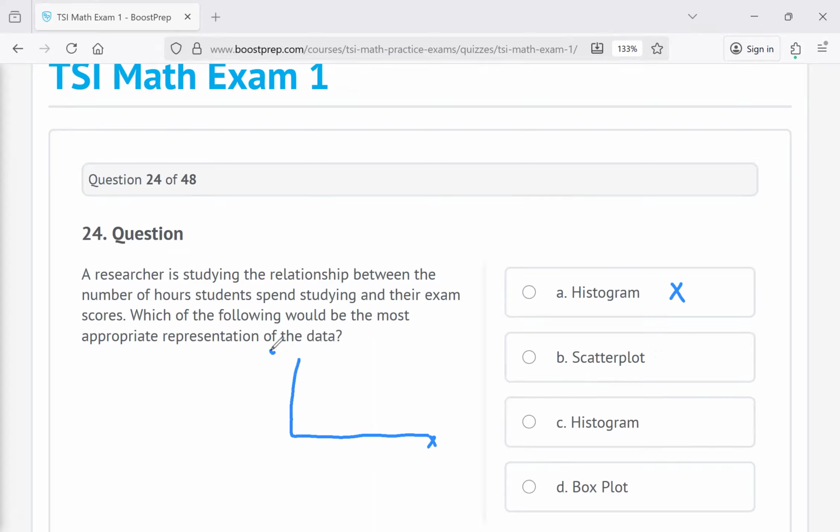A scatter plot would look something like this. Here's your X, here's your Y. You could put the number of hours on the X, and then on the Y could be exam scores, right? So I don't think a histogram would be the most appropriate. I think a scatter plot would be it, because a scatter plot looks like this. It's like dot, dot, dot.